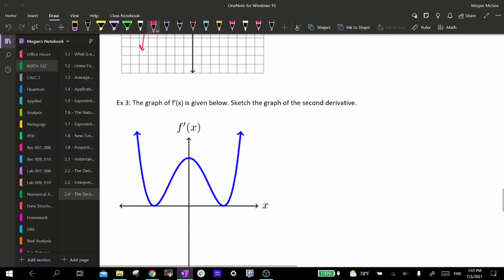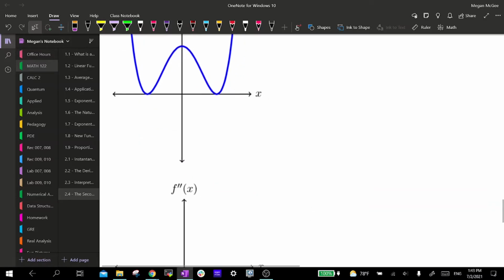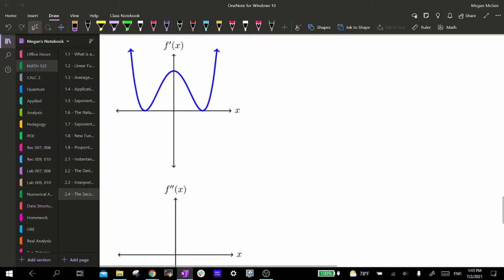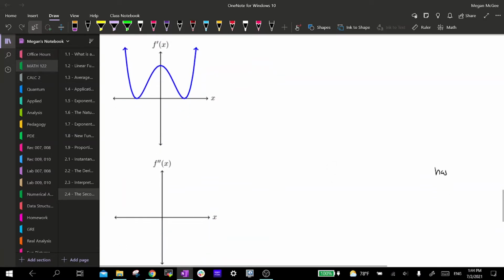Alright, so for example 3, we're given the graph of the derivative f prime of x, and we are to sketch the second derivative, f double prime of x. Alright, so this is the exact same if we just think about being given a function and we're asked to graph its derivative. We've done this before. Alright, so don't let the second derivative get in the way of knowing that you have done this before.